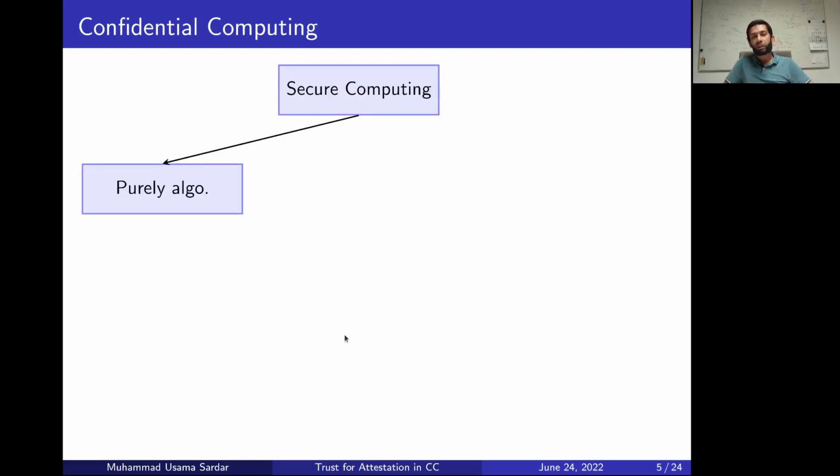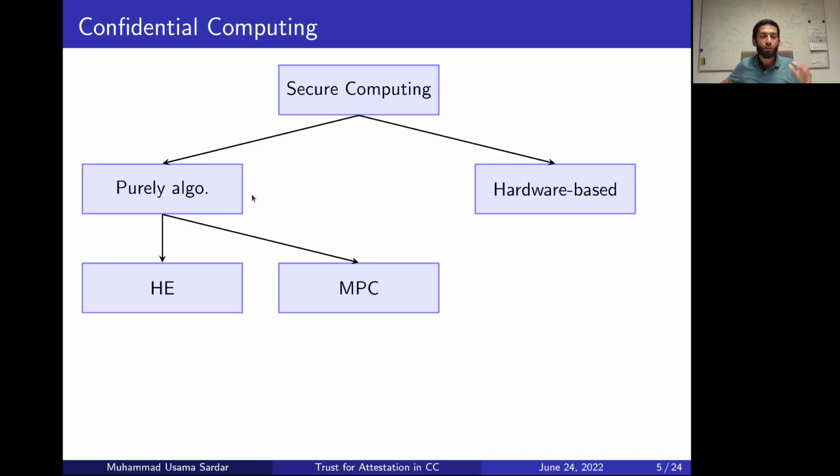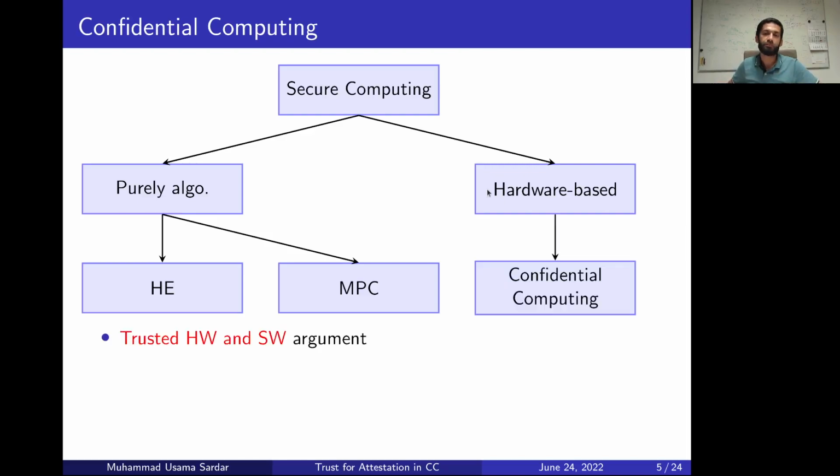So confidential computing is basically a part of secure computing, where there are two high-level classes. One is purely algorithmic, and in that class there is homomorphic encryption and secure multi-party computation. These have a comparatively lower trusted computing base as compared to the hardware-based ones, where we actually need to trust at least one layer of the software in addition to the hardware.